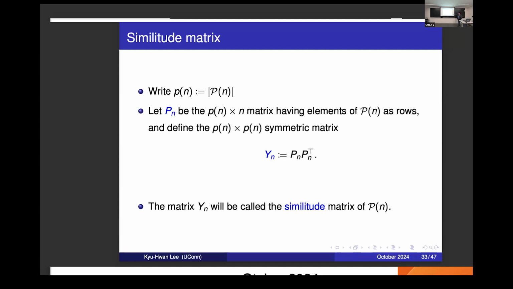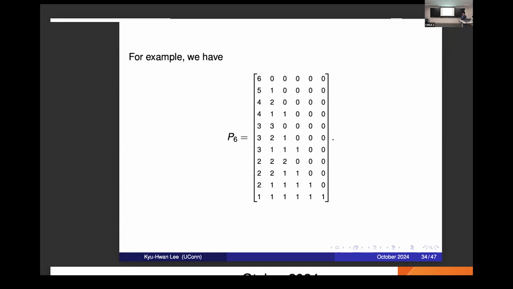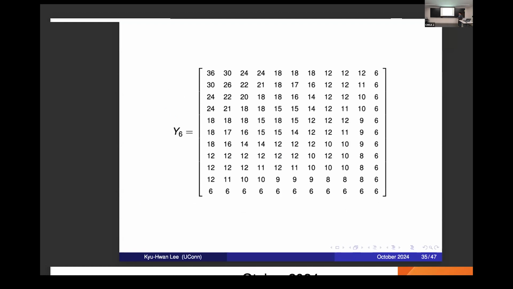Because this is like a covariance matrix, the largest eigenvalue and the corresponding eigenvector are roughly related to the first principal direction. That motivates the next definition, but before that, let us see the examples. So this is P6, and 6,0,0,0,0,0 is the first partition, and 1,1,1,1,1,1 is the last partition, and these are lexicographically ordered. And we keep the lexicographical order all the time. And this is the similitude matrix.